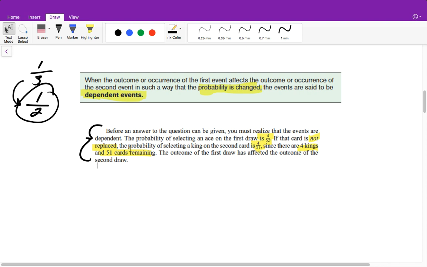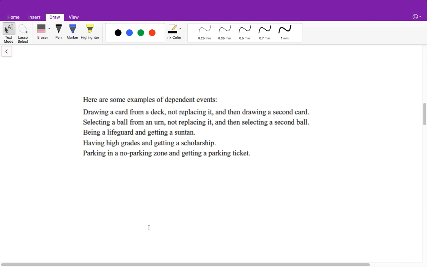All right, now we're going to go over a list of dependent events that you will see pretty frequently. So some common examples of dependent events are drawing a card from a deck and not replacing it and then drawing a second card. So that's why you need to see, are they replacing it or not? Selecting a ball from an urn, not replacing it, and then selecting a second ball. The total number of balls in that urn would change because we never put it back. Being a lifeguard and getting a suntan because you're out in the sun, so getting a suntan could be dependent on being a lifeguard.